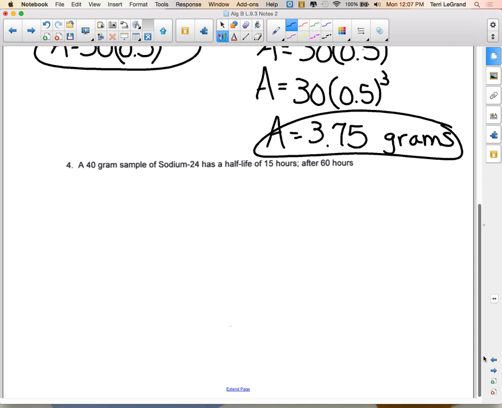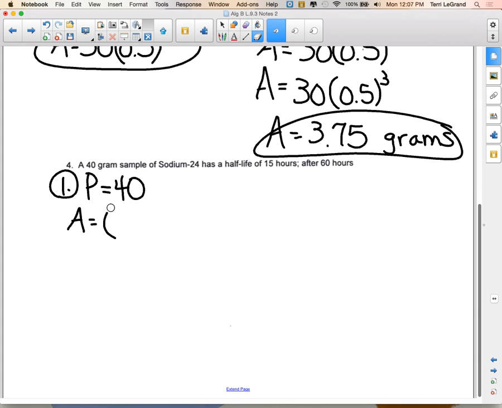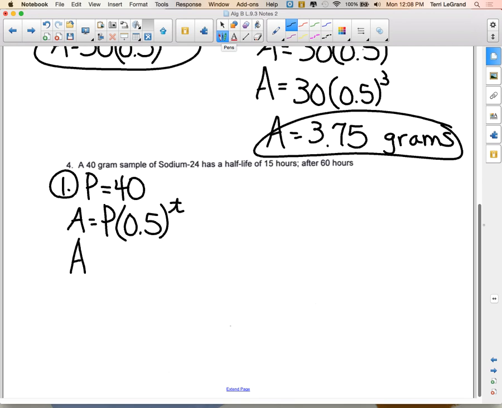Okay, let's do one more. Sodium-24. That's part of its name. The 24 is not part of our A or our P or our T or anything like that. It's just part of the name. So we have our step number one where we identify our P value. What's our P in this one? 40. We're starting with 40 grams. So we substitute into our formula A equals P times 0.5 raised to the T power. So ours is going to be 40 times 0.5 to the T power.